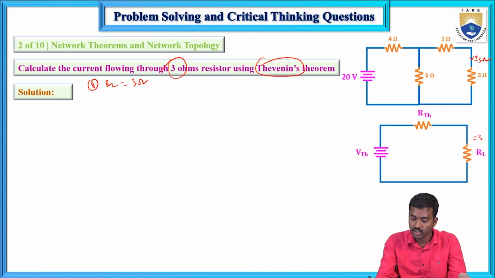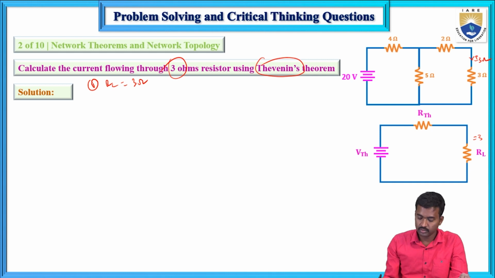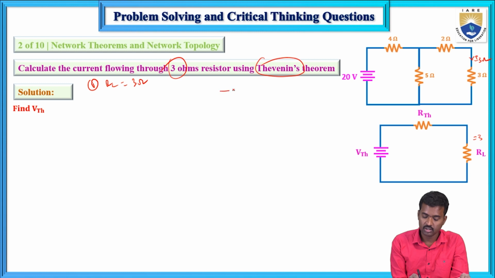Now here we need to determine VTH and RTH. There are steps for VTH and RTH. So now let us find out VTH. There are 3 steps in total. Remove the load resistance from the given circuit, calculate the open circuit voltage, and that open circuit voltage is known as VTH, Thevenin's voltage, and this is the circuit.